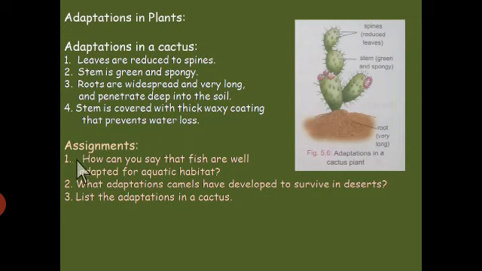Students, I am giving you a few assignments. Question number 1. How can you say that fish are well adapted for aquatic habitat? That means you have to write the adaptations of a fish. Question number 2. What adaptations have camels developed to survive in deserts? And question number 3. List the adaptations in a cactus. Do these assignments in your fair notebook.